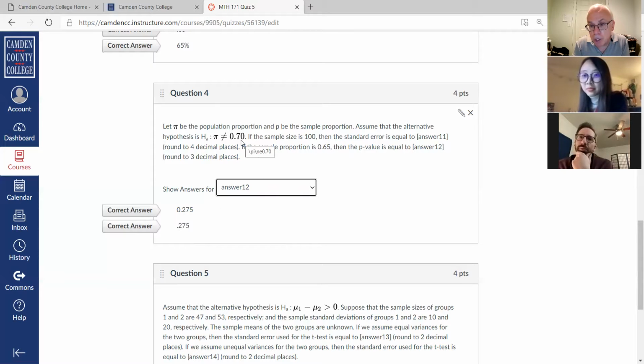And I believe one of you put half of that as the p-value, and you forgot about the idea it's a two-tailed test. Remember, with two-tailed tests, you have to take your probability, whether it's on the left tail or right tail, and multiply it by 2.